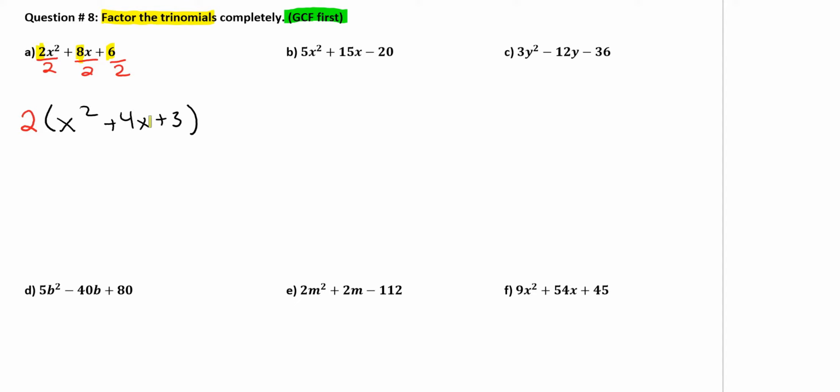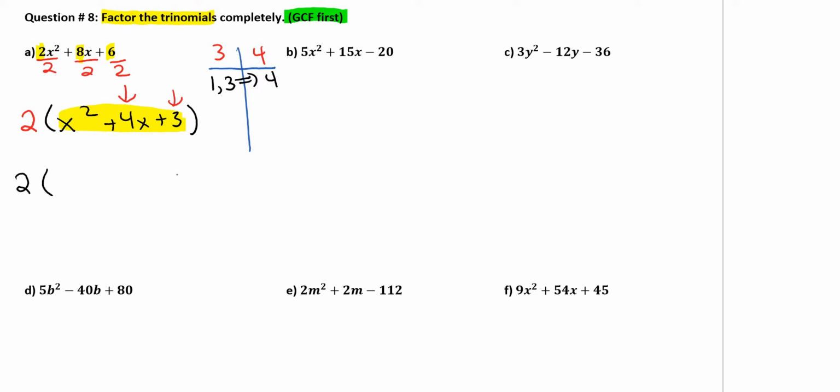After that, this inside trinomial right here in yellow, you can factor that by creating a table. So in your table, you would pick the last number, which is 3, and the middle number, which is 4. So you need to find two numbers that multiply to 3, and those two numbers need to add to 4. So 1 and 3 would work because 1 times 3 is 3, and 1 plus 3 is 4.